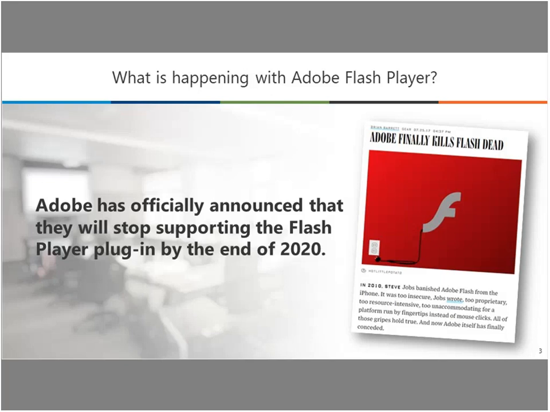So first, what's happening with the Adobe Flash Player? Well, sometime in about mid-2017, Adobe made the official announcement that they're going to stop supporting the Flash Player plugin by the end of 2020. They didn't give specific dates, but towards the end of 2020 is what we're looking at. There's a number of reasons for this.